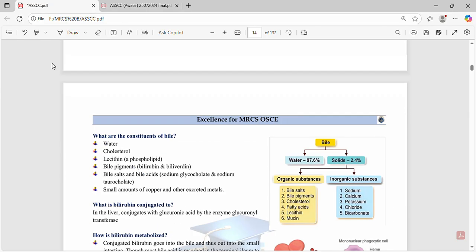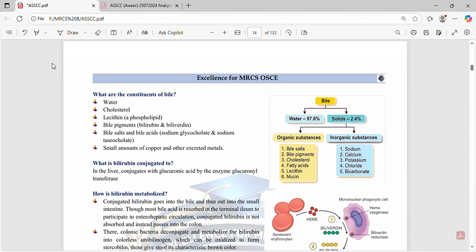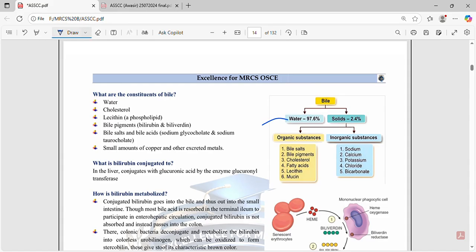What are the constituents of bile? Bile consists of water, cholesterol, lecithin, a phospholipid, bile pigments, biliverdin, bile salts and bile acids, sodium glycocholate, sodium taurocholate, and a small amount of copper and other trace metals. You can see the diagram. In the diagram we have the bile: 97% water and solids 2.4%. So organic substances, inorganic substances, sodium, calcium, potassium, chloride, bicarbonate, bile salts, bile pigment, cholesterol, fatty acid, lecithin, mucin.